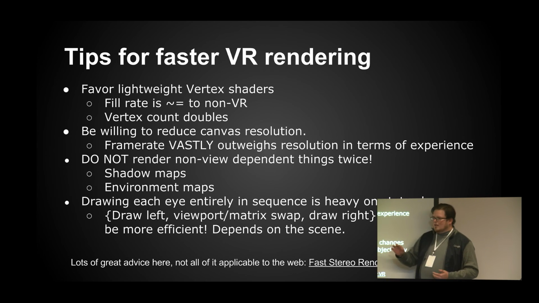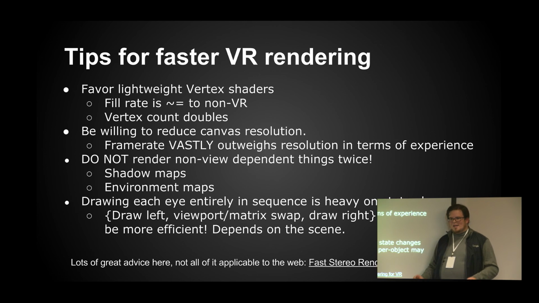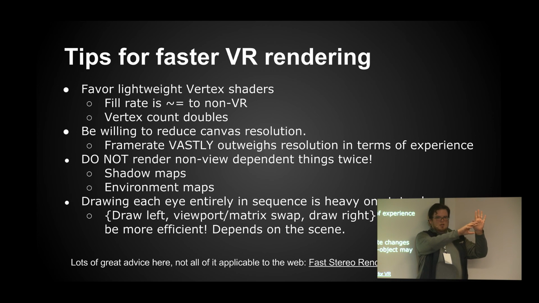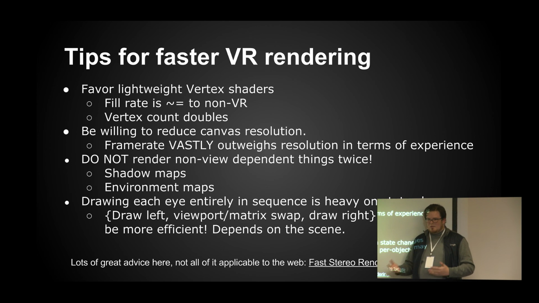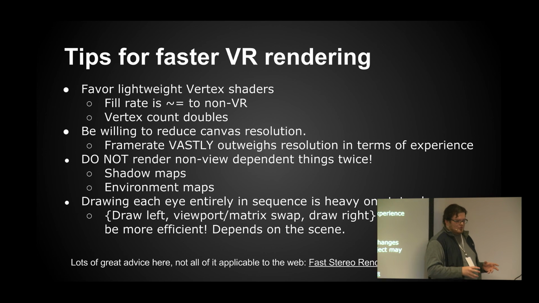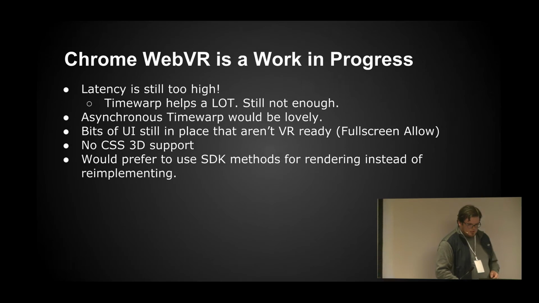And then finally, the pattern of set up a scene, draw one eye, set up a scene, draw the other eye is maybe not necessarily the right thing to do in VR. What you may want to do is iterate through the entire scene, setting up the viewport, drawing an object, setting up the viewport, drawing the object again to reduce the amount of state changes. This will depend heavily on the type of content that you're rendering. So you should test it out, but it can be a useful methodology to go through.